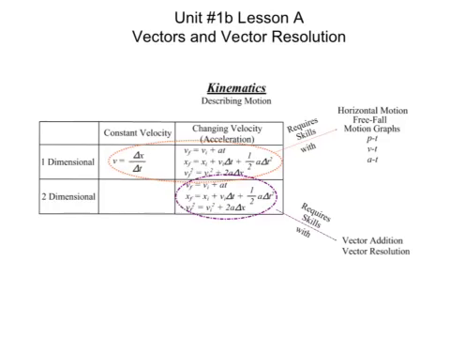Okay, so here's Unit 1B, Lesson A, Vectors and Vector Resolution. For this unit, we're going to continue to develop our ability to describe the motion of objects, but now we're going to look at two-dimensional motion, which means we're going to be launching objects so they travel through the air in what's called a trajectory. In our exploration of two-dimensional motion, we're going to ignore air resistance.